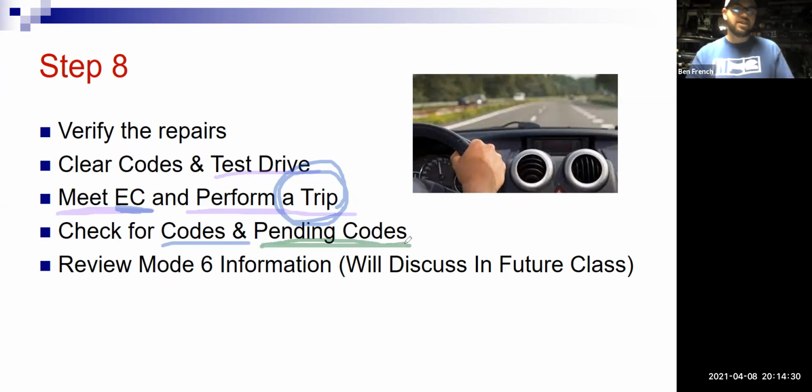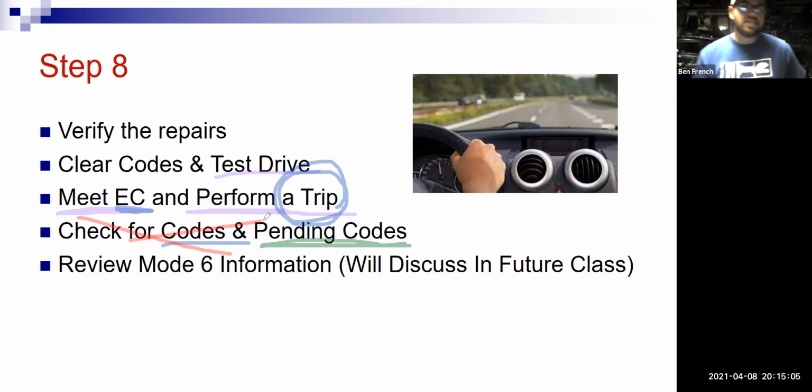And if you don't have any codes, and more importantly, you don't have any pending codes, because it's going to be a type B, so it's likely you set a pending code first, then you can feel pretty good that, yes, I have fixed the problem and I'm ready to give this car back to the customer, okay? This is the thing that so many people don't do. They clear the codes, they don't drive the car, they give it back to the customer, and if you missed anything, the check engine light's going to come back on and you're going to have an unhappy customer that comes back to you.